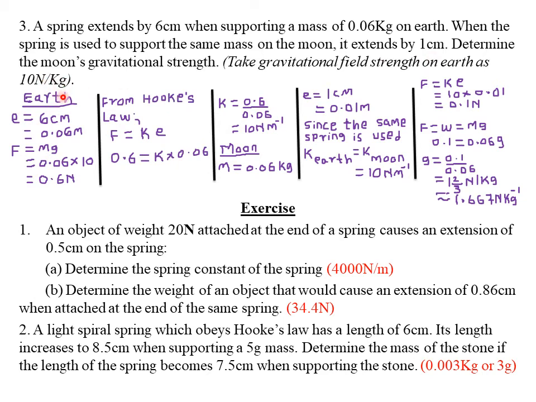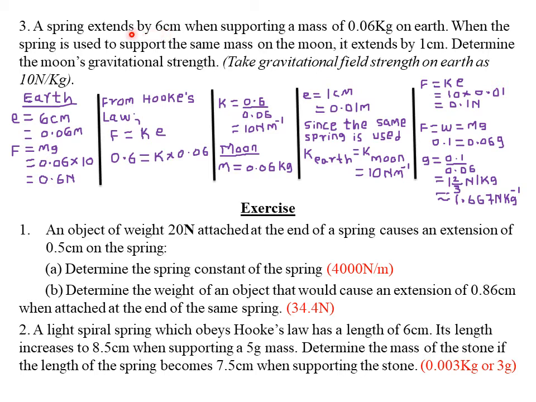So as usual, the first thing is to obtain the key values that you have been given. In this case, you are told that a spring extends by. So this is already the extension. Remember, if you are given from and to, you subtract the two values to find the extension. But if you are told that the spring extends by, then this is already the extension.